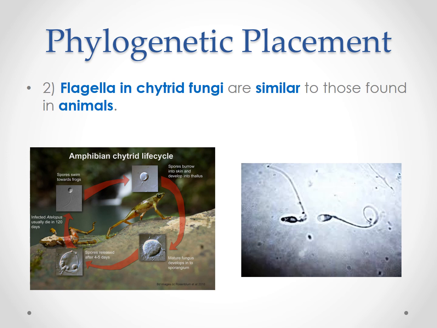Another morphological trait that they share is the presence of flagella. There are some fungi that have flagella. These are called the chytrid fungi, and you might have heard of these before. They're thought to have caused some amphibian deaths throughout the world, so they're an infectious fungi. Their flagella, which you can see in a picture here on the right, are very similar to the flagella of, for example, the sperm of animals. And so they have similarity in their flagellar structure as well.